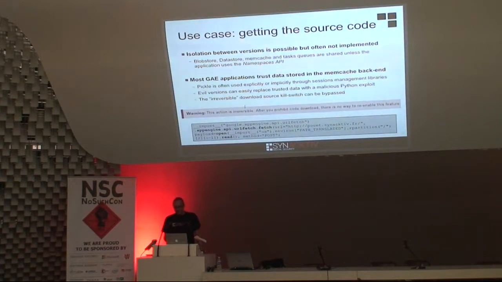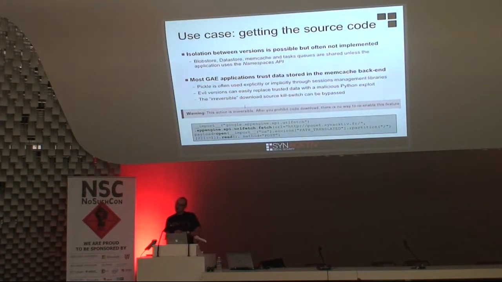So normally you can use an API called the namespace API. It allows you to make an isolation layer between different versions of an application. By default, it's not used. You have to make your code use the namespace API. So here, most people trust data coming from the backends, from either database or cache backends or whatever. And our feedback is that many Python applications are using Pickle, either by using Pickle directly or by using a library or framework that will use Pickle for session management or other kinds of stuff. And as I said before, Pickle is a way to get an exploit to execute some code.